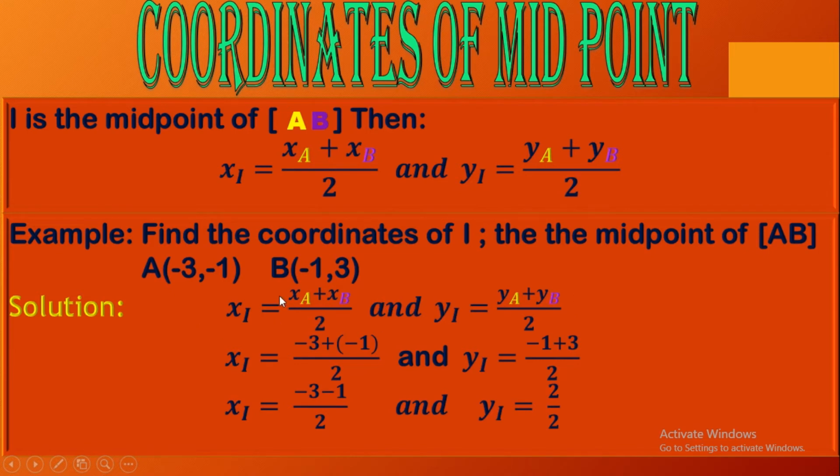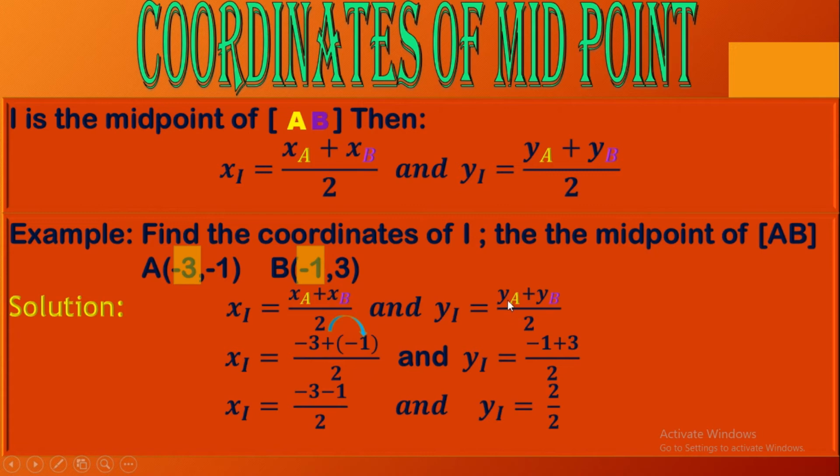Now we replace the names by their values. As you see, we have xA and xB. The first one for A is xA, the first one for B is xB. So xA is -3 plus xB is -1. We cannot write plus then minus, two signs, without putting parentheses. Now we just multiply the signs to remove parentheses. Plus times minus is minus. We copy it. -3 -1, same sign. We add them and put their sign. It will be -4 over 2.